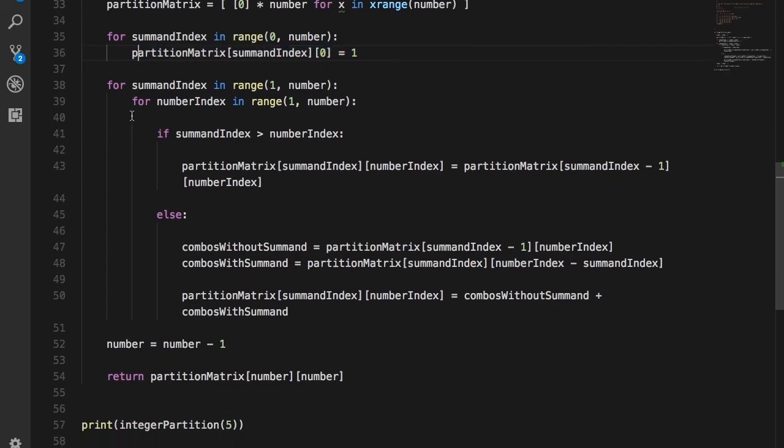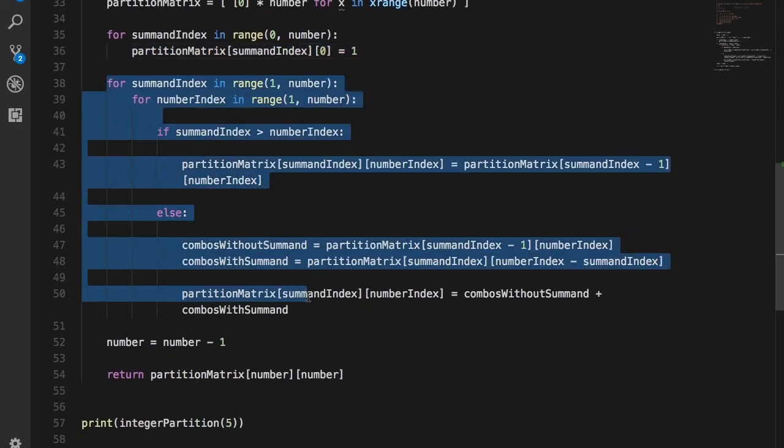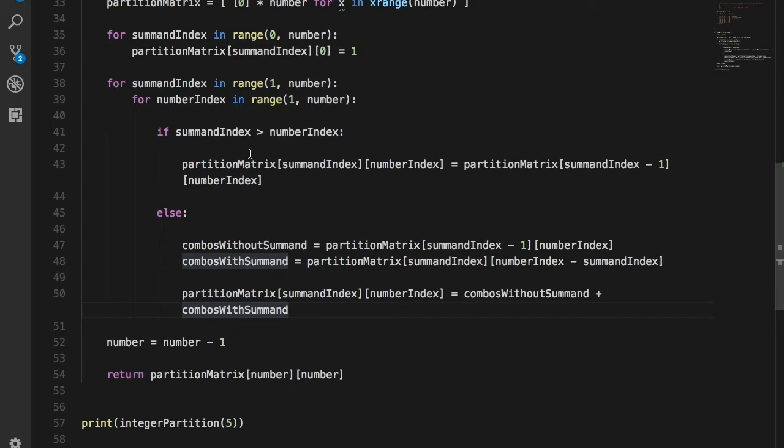So the nested loops over here will apply the algorithms that we discussed in the examples, the shortcuts, if you may. The summoned index indicates the vertical index of the partition matrix, and the number index indicates the horizontal index of the partition matrix. Horizontal means sum and vertical means summoned. We start the loop from 1 simply because we have already set the values for the first row and the first column in the previous steps.